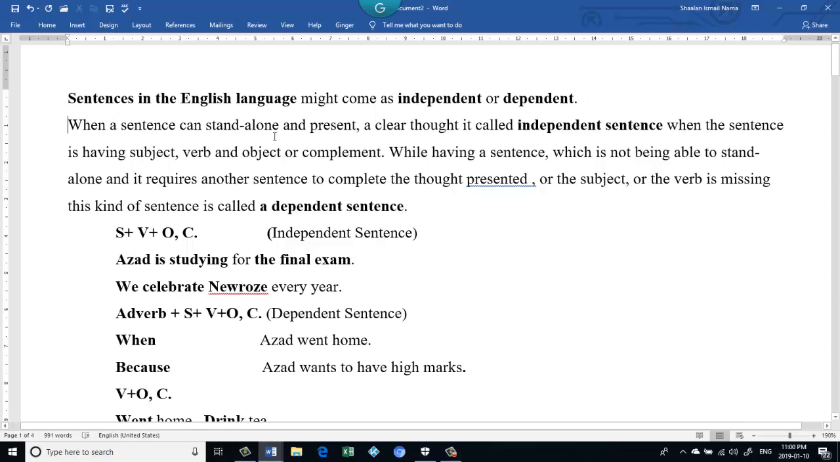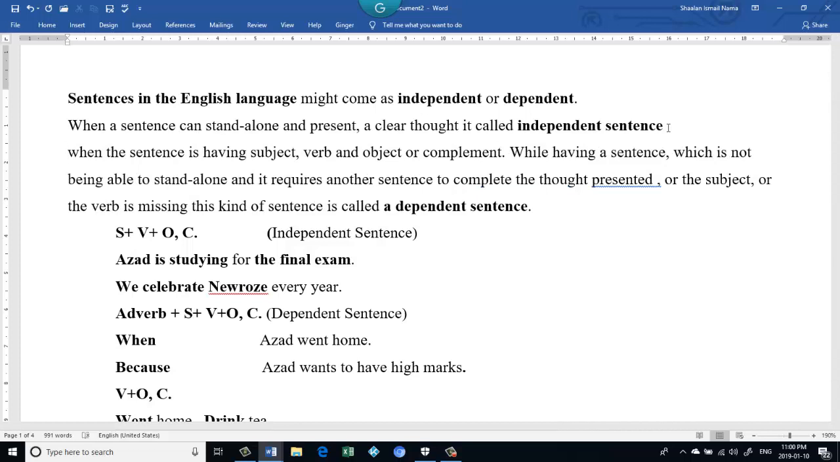When a sentence can stand alone and present a clear thought, it is called an independent sentence. It means that when the sentence has a subject, verb, and object or complement, then we call it an independent sentence.